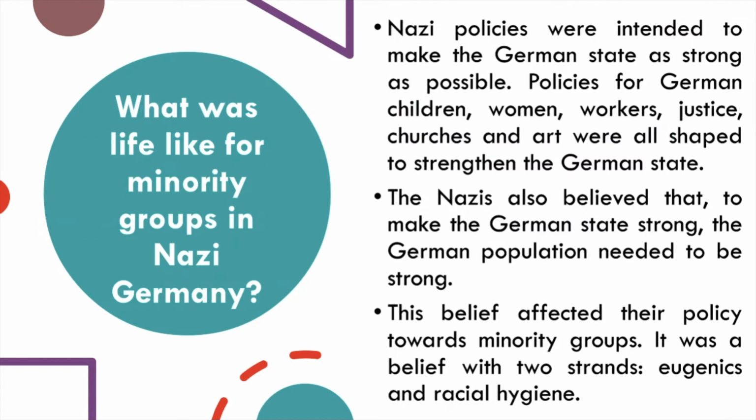So what was life like for minority groups in Nazi Germany? Now, Nazi policies were intended to make the German state as strong as possible. We've seen that policies for German children, women, workers, justice, churches and art were all shaped for the service of the German state to strengthen it. The Nazis also believed that to make the German state strong, the German population needed to be strong. This belief affected their policy towards minority groups. It was a belief with two strands: eugenics and racial hygiene.